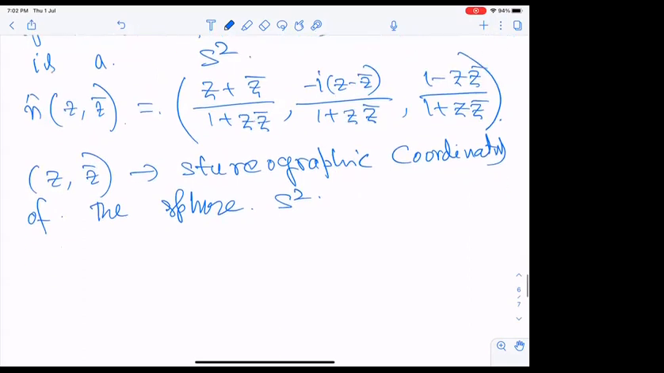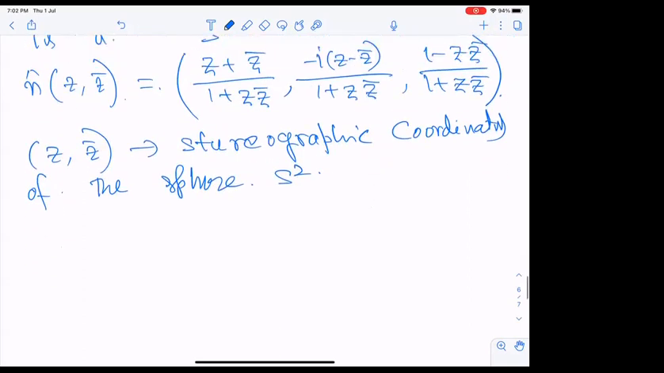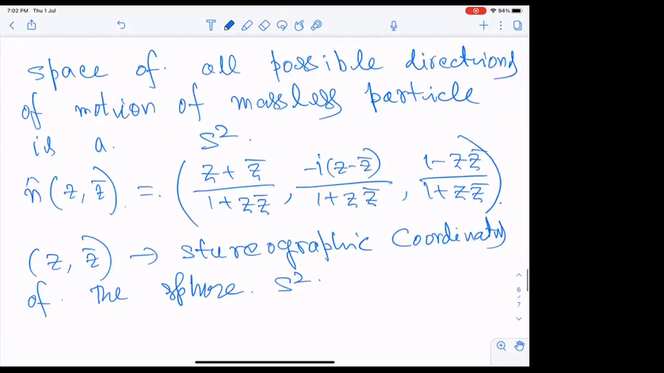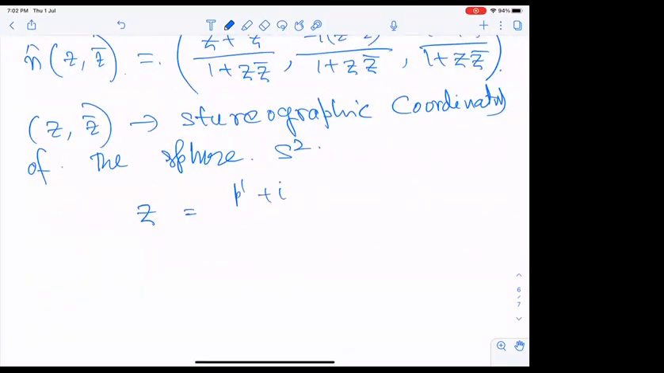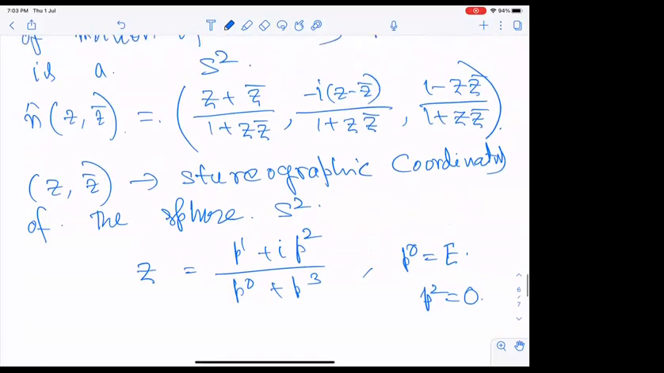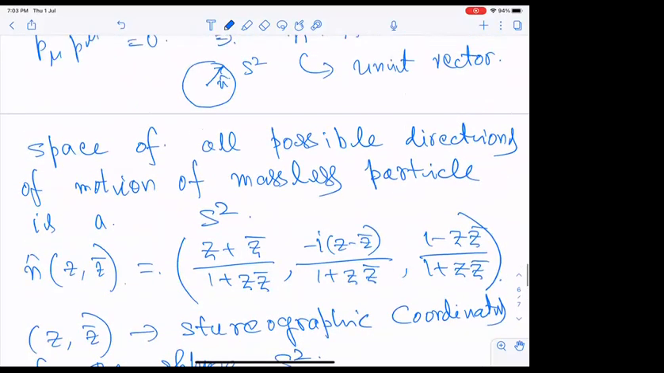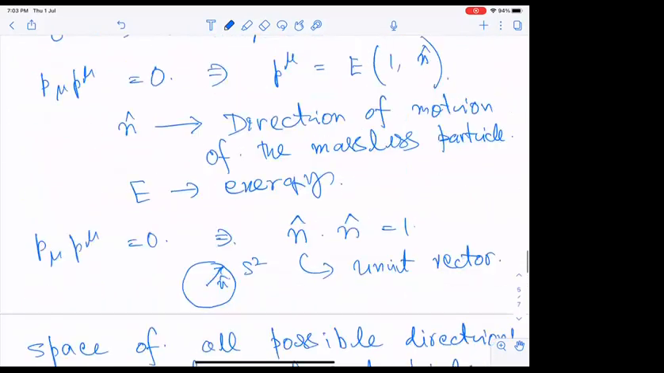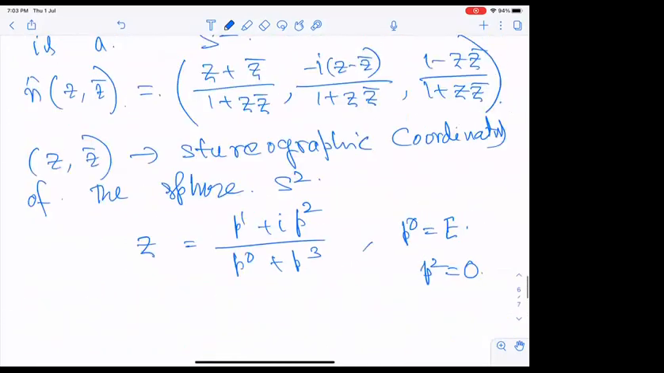So now you can see that you can also write this Z in this way, in terms of the components of P mu, as Z equals (P1 plus i P2) over (P0 plus P3), where P0 is essentially what they call E. And then, using the fact that P squared equals zero, if you start from here, you can show that n hat can be written in this form.